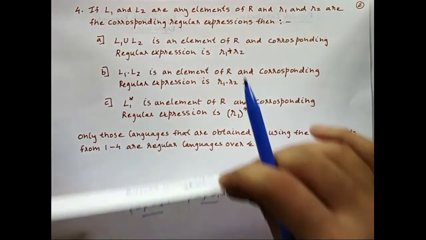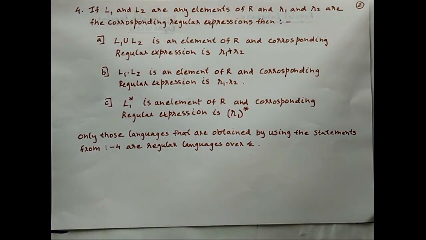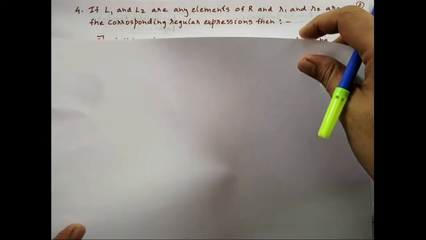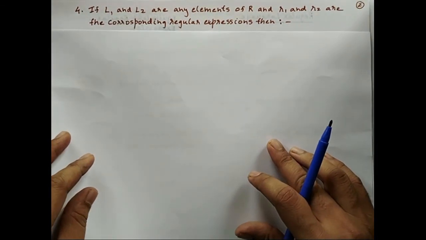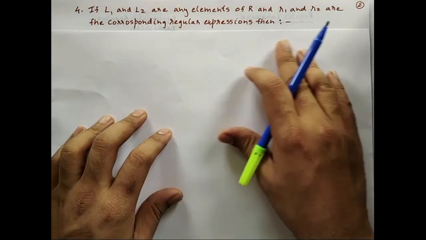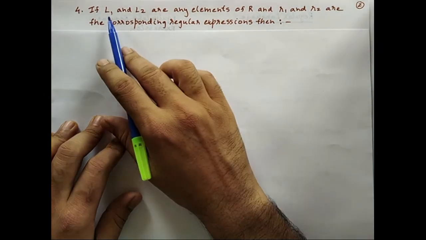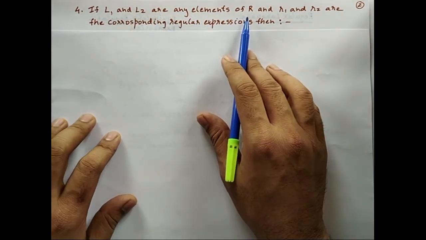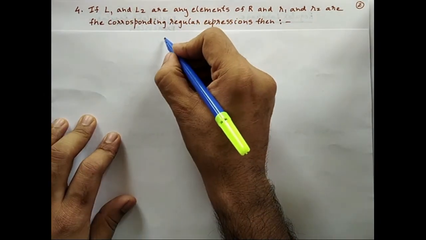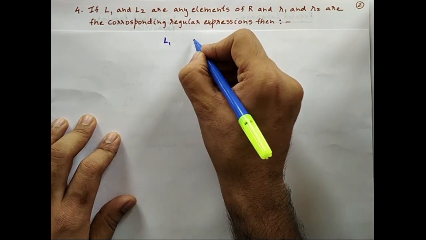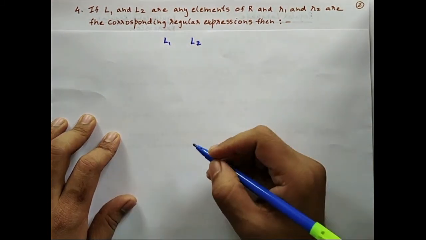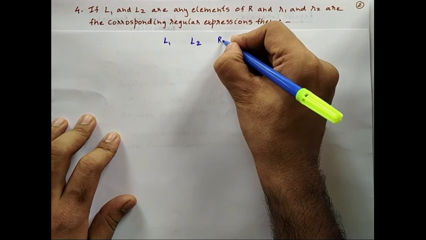If L1 and L2 are elements of R, now here we are going to see what happens when we have union, concatenation, and Kleene star operators defined over these. So if L1 and L2 are any elements of R, what it means is, suppose it is known that L1 is a regular language and L2 is also a regular language. Suppose they are the regular languages given to us.